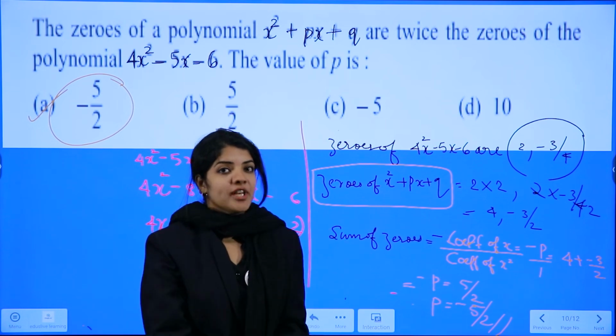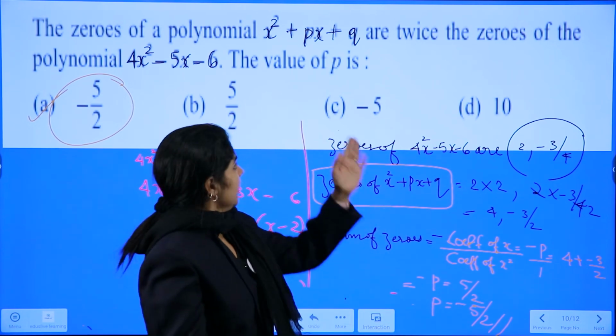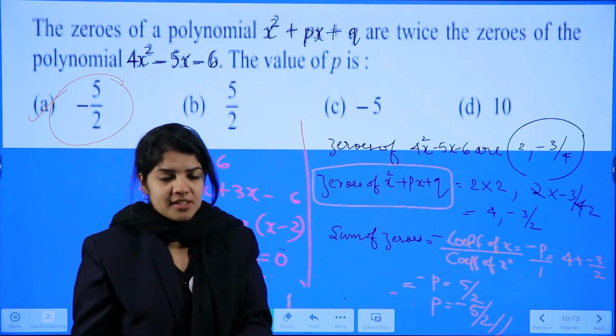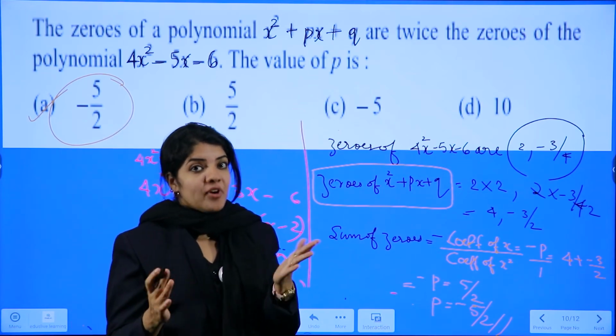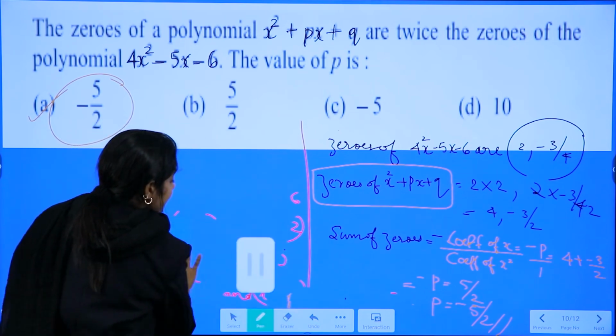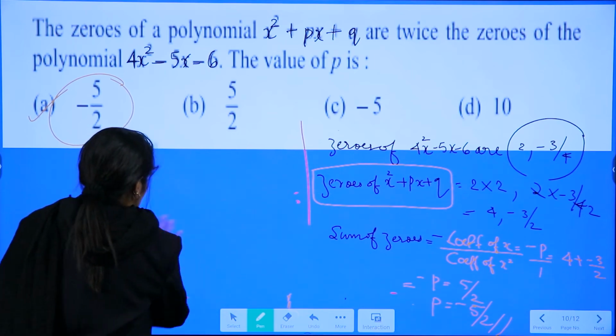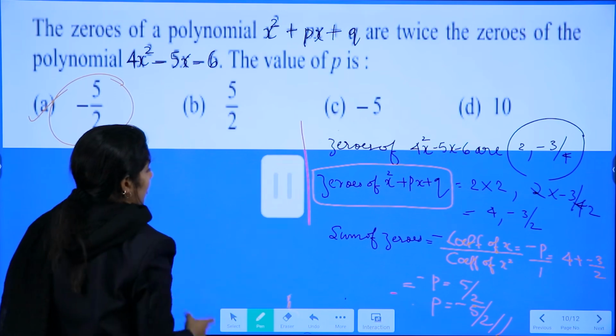This question is very important. Sometimes the question will be to get the values of p and q. In this question, only p value is asked. Sometimes it will be asked to find the q also, and to get the value of q, we have to take the product of zeros. I will explain that also, so that is also very important.